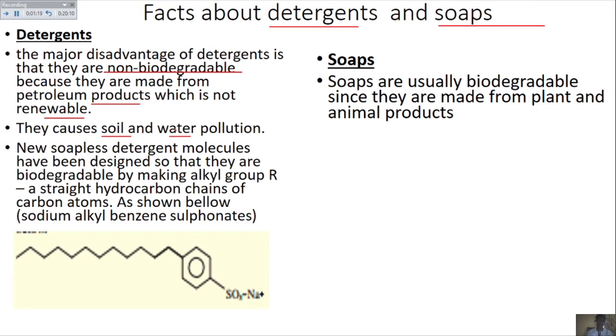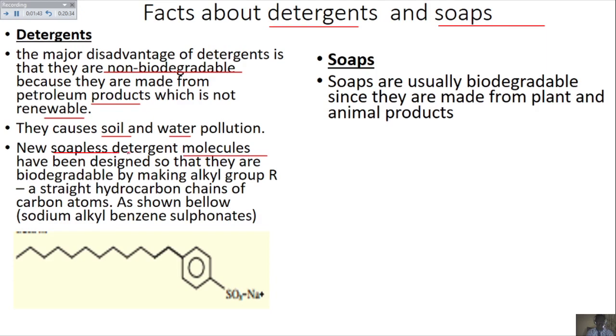Equally, when you pour them in the gutter and into the river, what happens? It causes what we call water pollution, because it will reduce the dissolved carbon dioxide and the dissolved oxygen present in the water. And what happens? The fish will find it so hard to breathe, which can result in the death of that particular fish.